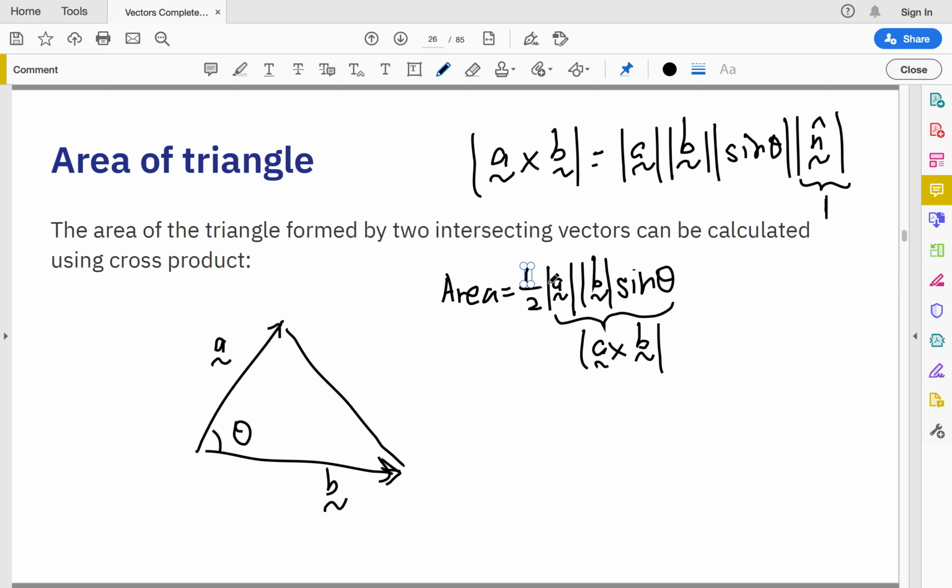So the area of a triangle is actually equal to half of the magnitude of A cross B. It can't be without the magnitude, because A cross B will give you a vector, and it doesn't make sense for the area of a triangle to be a vector, right? So we have to find the magnitude for it to become a scalar.